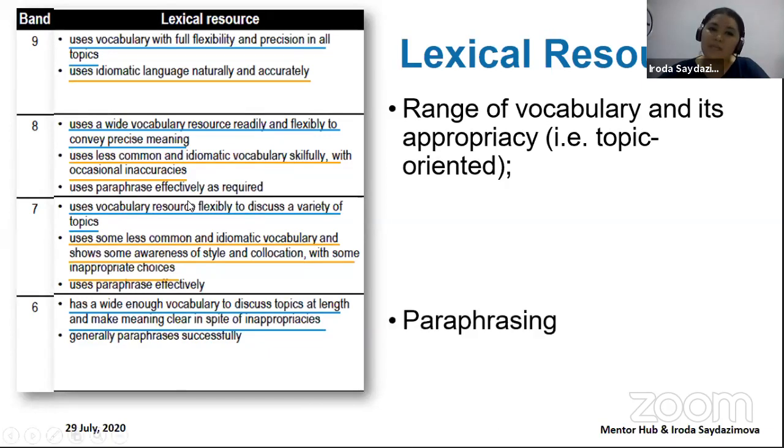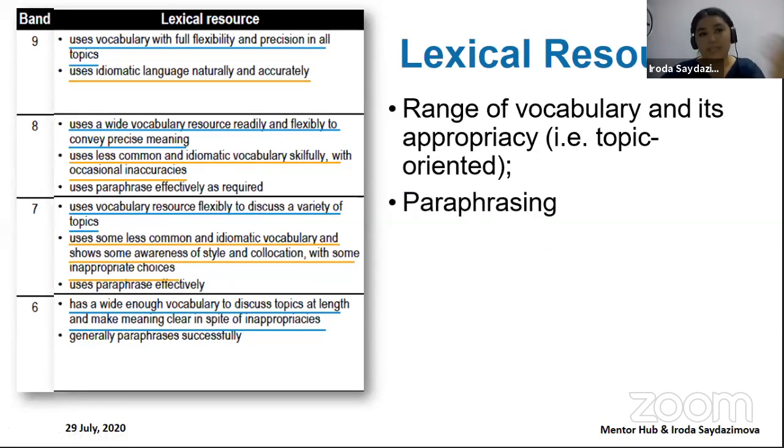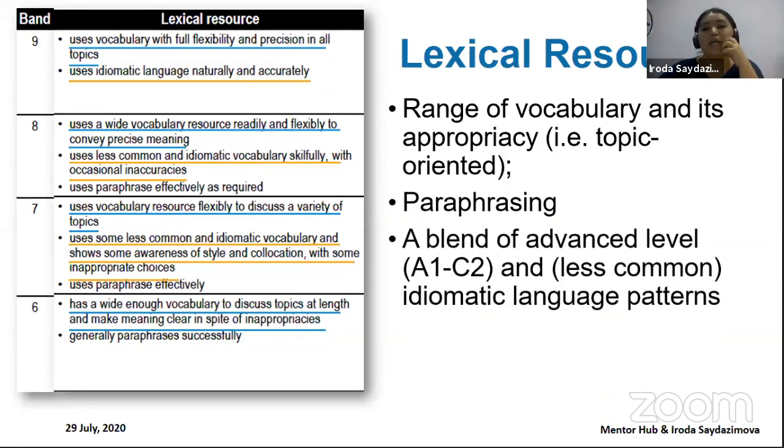And the other thing is paraphrasing. Yes, you can see it here as well. When you're asked the question, you've got to somehow perform it back. You should give it back, right? So you can paraphrase the question, use other words, and just develop your idea. And next is displaying a blend of advanced level and, let's say, less common idiomatic language patterns.